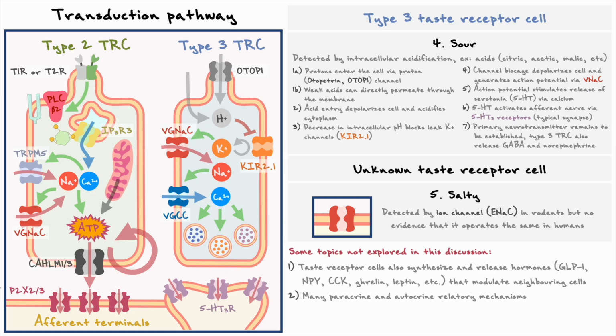As a quick example of a paracrine mechanism, type 3 taste receptor cells also have ATP receptors and thus get modulated when type 2 receptor cells release ATP. If you imagine that these mechanisms also exist for the hormones that we just mentioned, the signaling in the taste bud can get pretty extensive. Additionally, some studies have reported that taste receptor cells might communicate between each other through electrical synapse via gap junctions, and again, complexifying the signaling in this region.